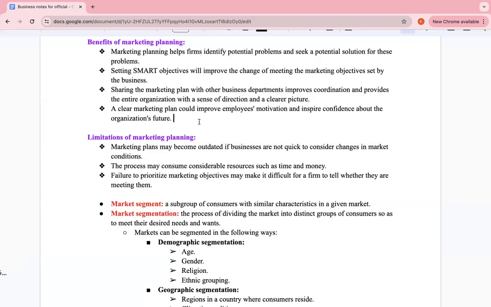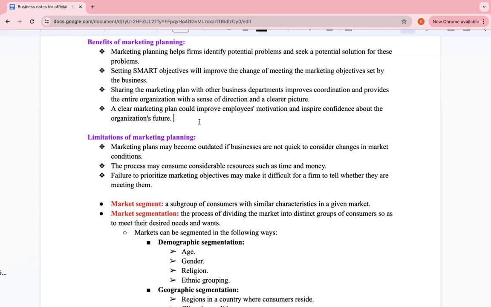Sharing the marketing plan with other business departments improves coordination, because I told you we have finance, we have marketing, we have HR, we have operations, so we have all of these departments, and it provides the entire organization with a sense of direction, a clear picture. Okay, so once they're working on specific strategies, they have specific goals that they want to follow as a business. Once these departments of the business start working together one on one, it'll unite them. They'll be more familiar with one another. They'll be more cohesive. So this will really help the communication in the business, making it more efficient.